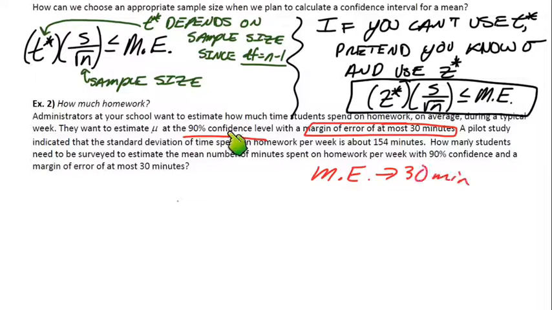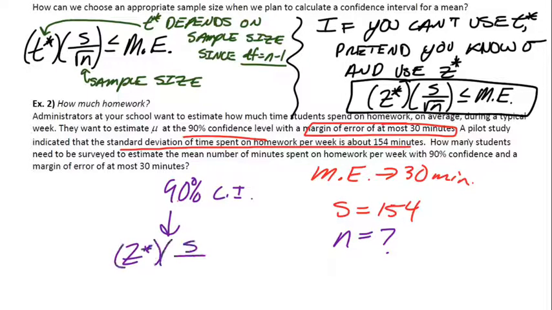Okay, so 90% confidence level, the margin of error is at most 30 minutes, and we know a sample standard deviation to be 154 minutes. So that means little s would be 154. And we're trying to solve for n, how many students need to be surveyed. So we have a 90% confidence interval, and we're going to use this for our margin of error with a z star. Because if we don't know n, there's no way we can know t star. So we have to use the next best thing.